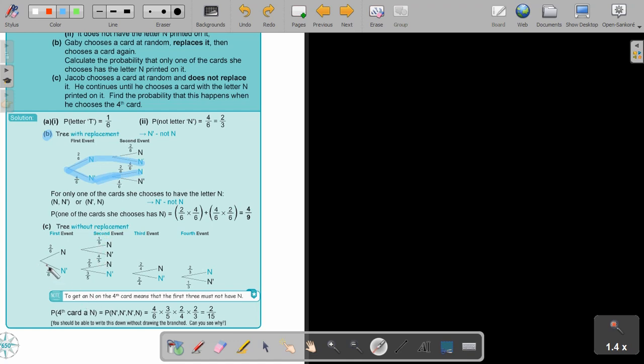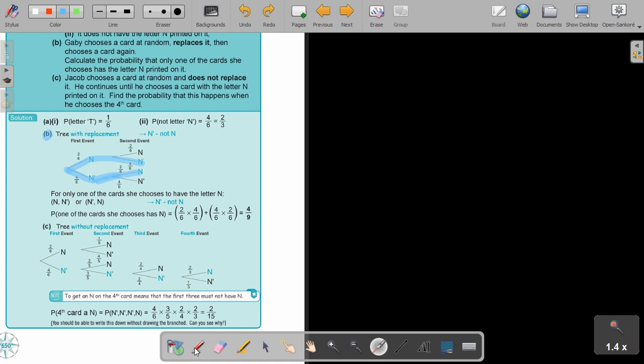Now, in this case, it's the same. So there is N, not N. Assume here it was not an N. So the not N will now become 1 less, which is 3 out of 5, and that one will stay the same, just like we completed dependent tree diagrams. And now, we continue.